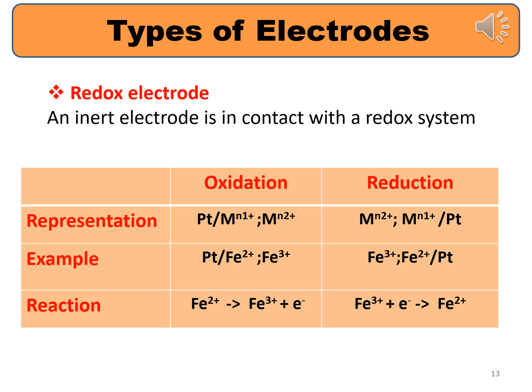For example, if we consider the oxidation reaction of Fe2 plus giving Fe3 plus plus electron, the representation is platinum/Fe2 plus semicolon Fe3 plus. And if we consider the reduction reaction of Fe3 plus, that is Fe3 plus plus electron giving Fe2 plus, the representation is Fe3 plus semicolon Fe2 plus/platinum.